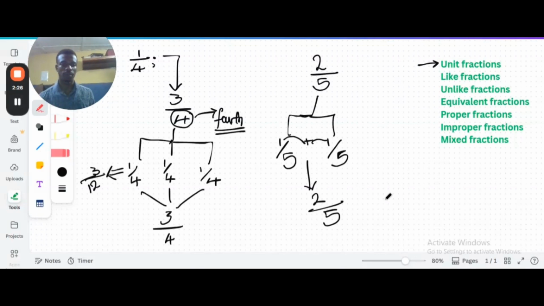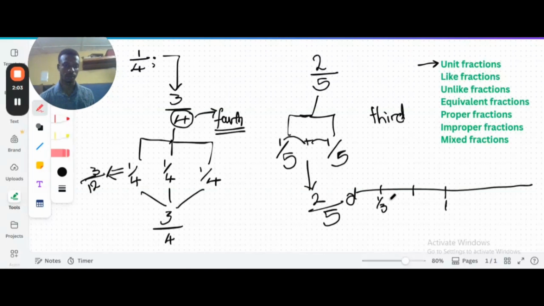It can also be helpful to put it on a number line. Let's say this represents 0 and this represents 1. Where is 1/3 going to be? What's the identity? Third. So why don't we divide this into 3 parts? 1, 2, 3. This is 1/3.